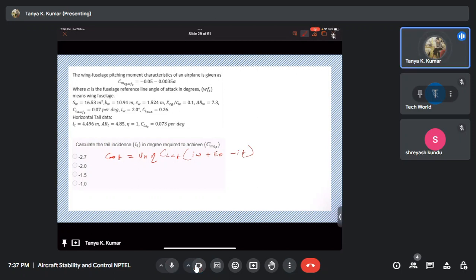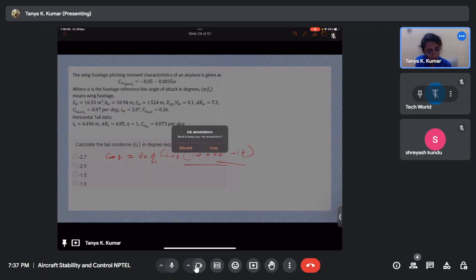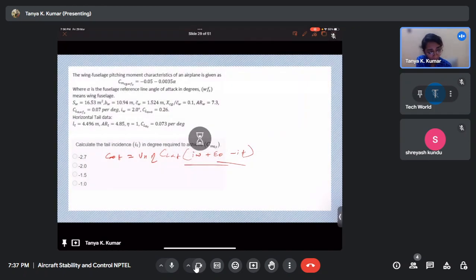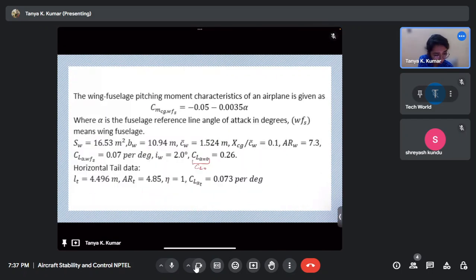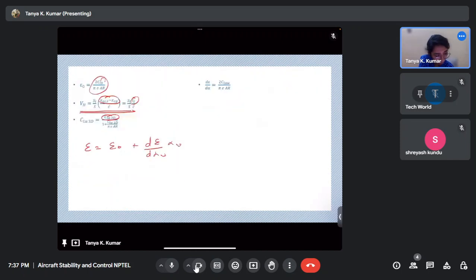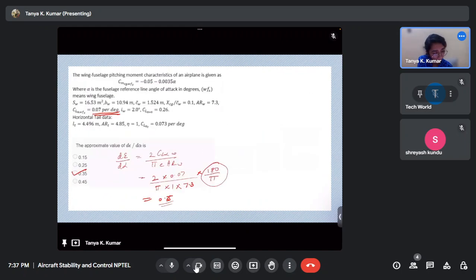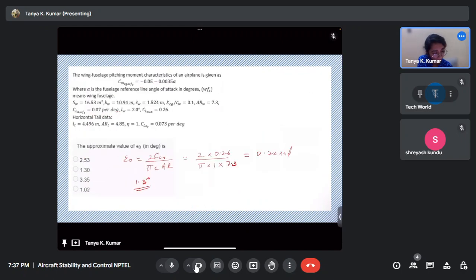Just check the signs. Let me just verify the signs. Just give me a minute. I'm not very sure, have we made a mistake with the signs? I wing plus epsilon naught minus I tail. Okay, that's right.